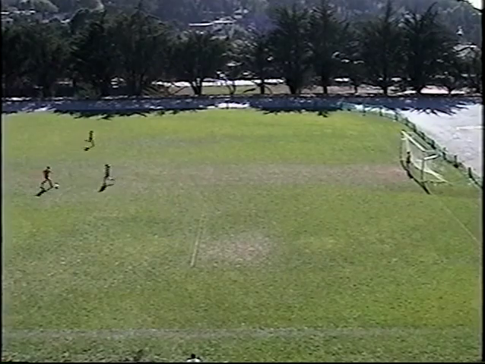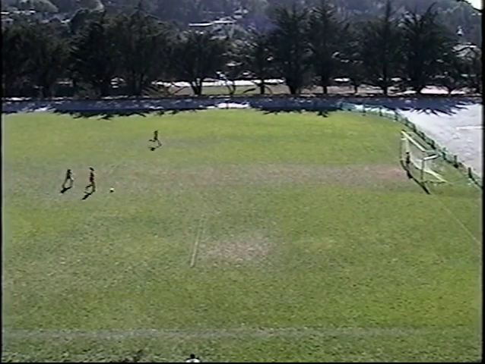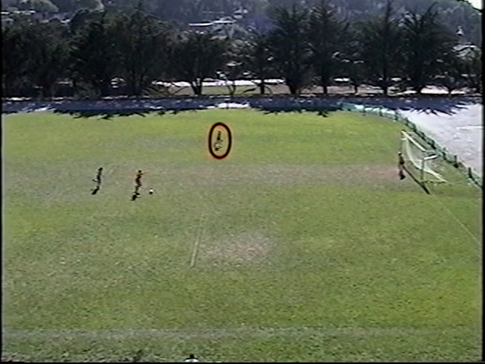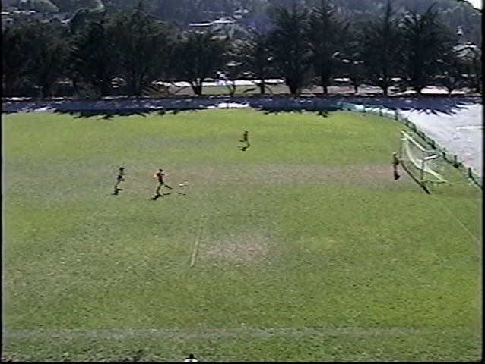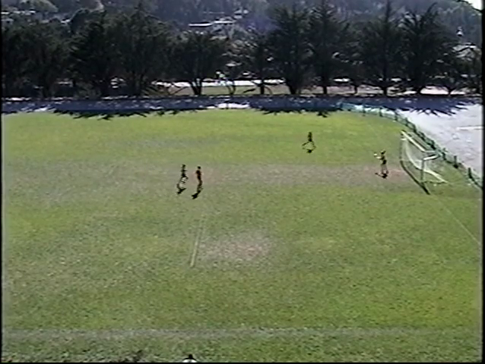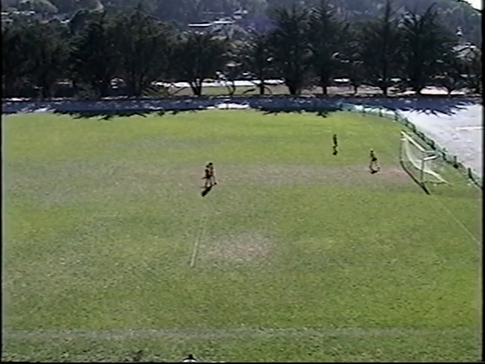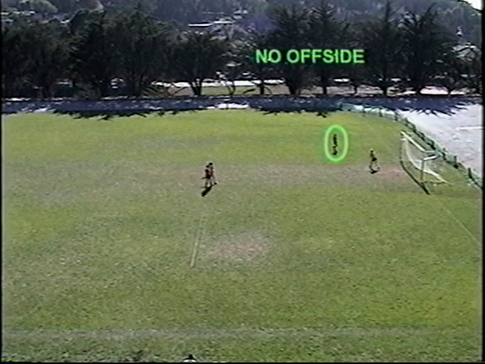In the second 2-on-1 situation, there are again 2 attackers facing only the goalkeeper. However, the attacker without the ball moves into an offside position, ahead of the ball, and is still in offside position when the ball is kicked towards the goal. As the play continues, we can see that the attacker in offside position never becomes involved in the play, so there is no offside infraction.